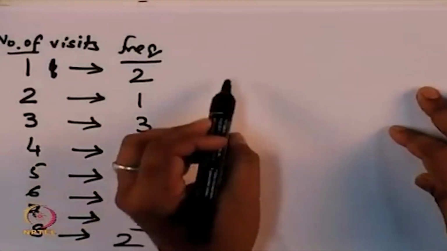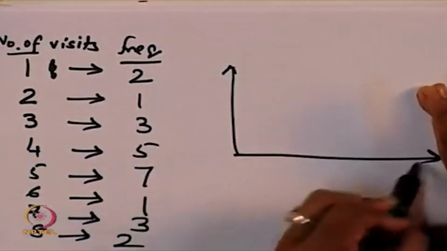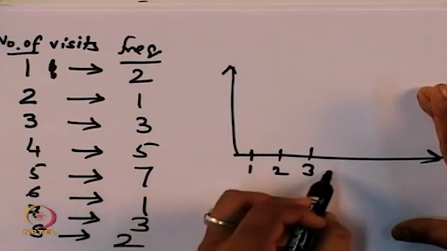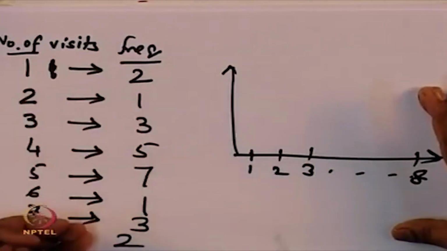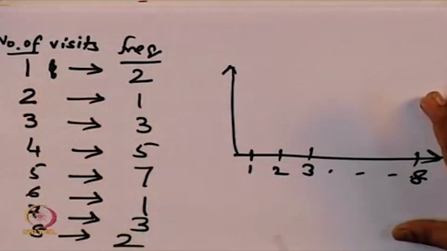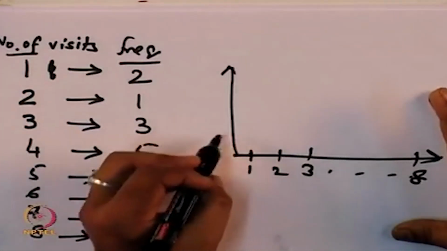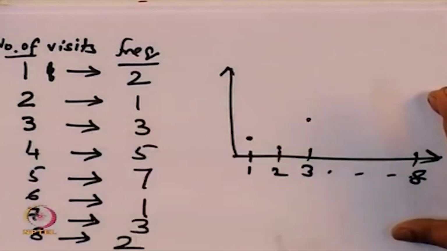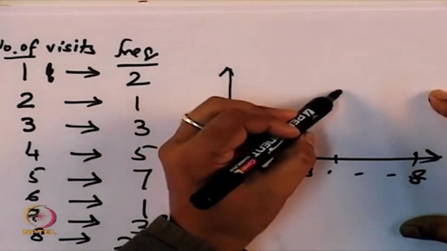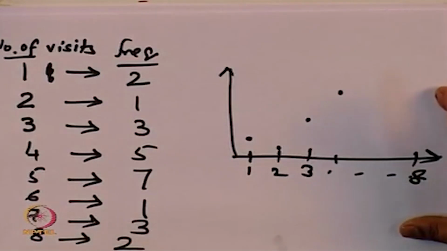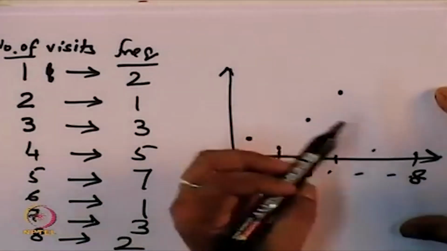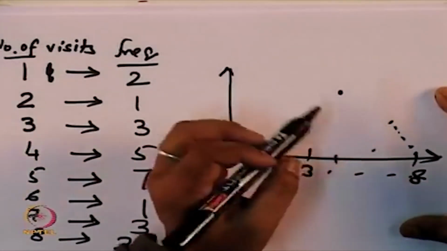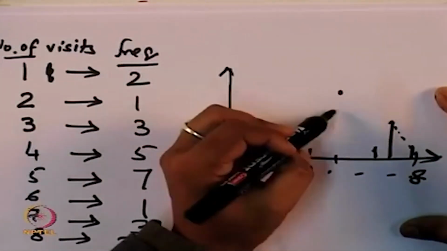So, you have the number of visits. Because these numbers are small, there is absolutely no necessity to make it into a relative score. You can just have these values. So, for example, for 1 it is 2, for 2 it is 1, for 3 it is 3, for 4 it is 5, 6 it is 1, 7 it is 3, 8 it is 2. Okay. So, if I connect that, actually I should have them as bars.